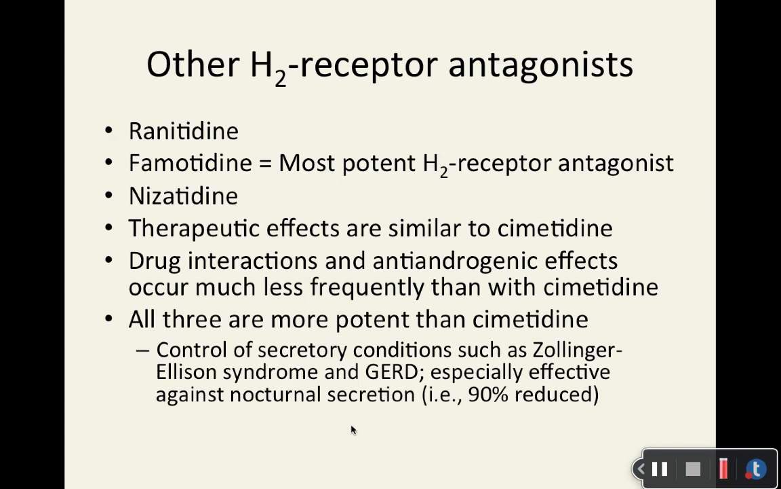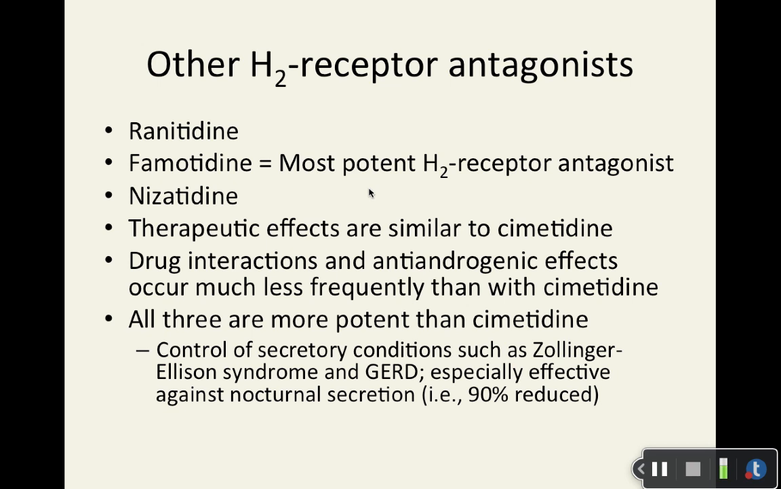What you will probably be prescribing and seeing on the formularies in the hospital, etc., are the other H2 blockers, or H2 receptor antagonists. Ranitidine is a popular one, famotidine, and nizatidine. Sorry, I have to slow down to say that one. Again, the mechanism of action is the same as cimetidine. Therapeutic effects are the same. The uses are the same. However, the big advantage of these is overall fewer adverse effects to be concerned with, and you do not need to worry about the drug interactions like you do with cimetidine.